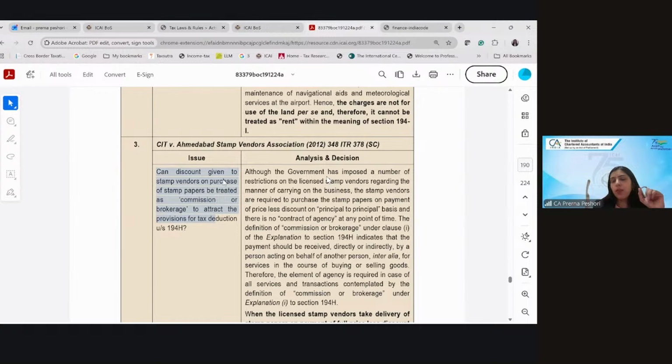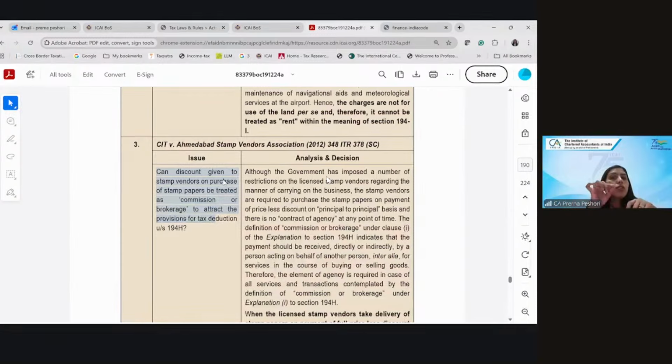So what happens when you purchase the stamp paper, right? Stamp papers are issued by whom? The government, right? So when these stamp papers are taken by some shopkeepers, there are certain vendors sitting outside the court. So they would buy the stamp paper at, let's say, 100. But they will give it to you at 110, 120. So 10 or 20 rupees is their commission.